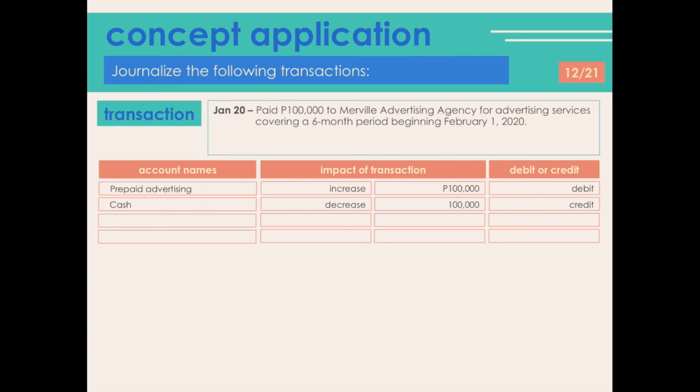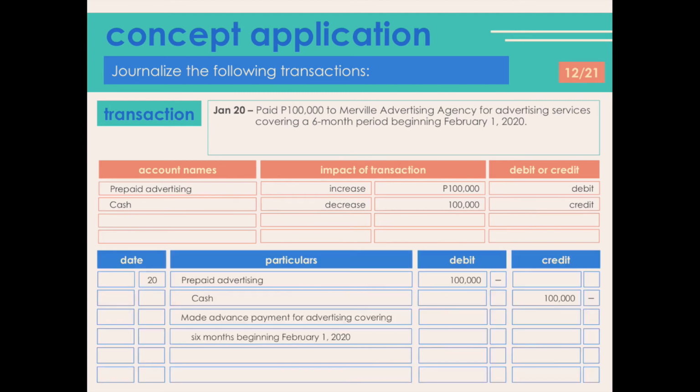January 20, paid 100,000 pesos to Merville Advertising Agency for advertising services covering a 6-month period beginning February 1, 2020. Here, the company paid advertising fees for services beginning the next month. So this is actually an advance payment or a prepaid expense. So we debit prepaid advertising for 100,000 and also credit cash, which is the value parted with, for 100,000.